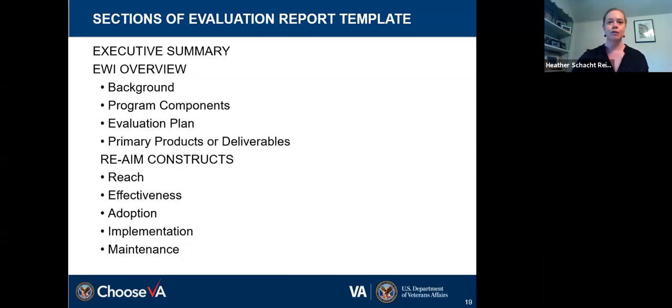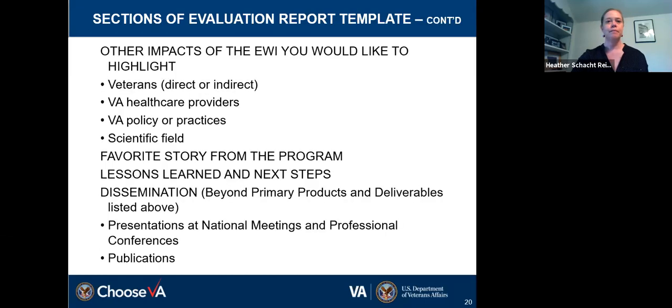And these are the other elements, most of which are pretty standard: executive summary, an overview, and we asked for program components, which in implementation language were really core components to their intervention or their initiative, their evaluation plan, products and deliverables, which were mostly tools like implementation toolkits or assessments and surveys that they used. And then, of course, laying it out through the REAIM constructs, the evaluation.